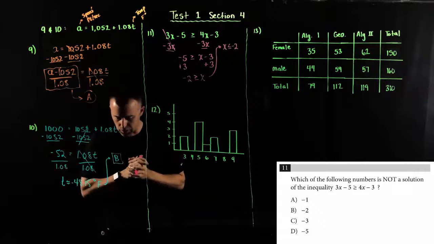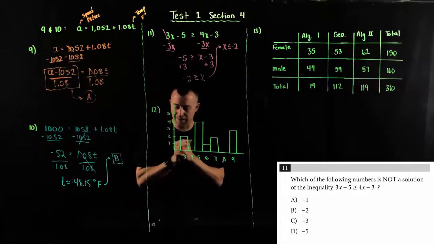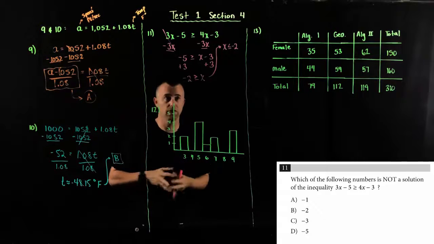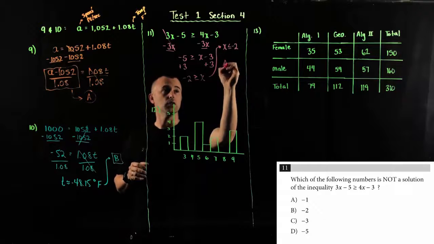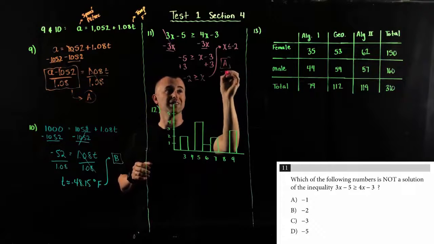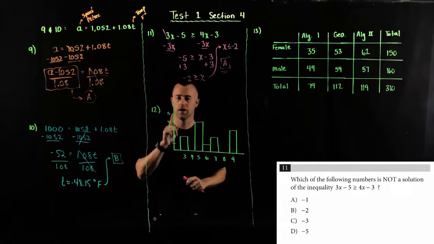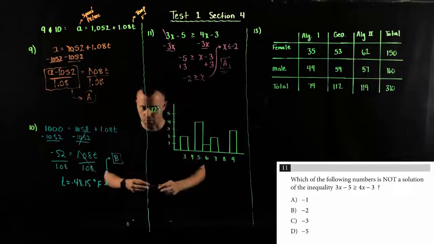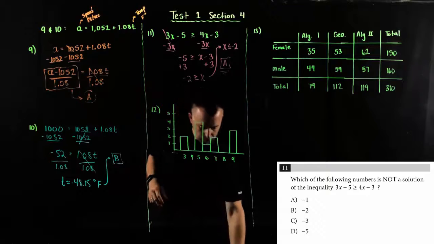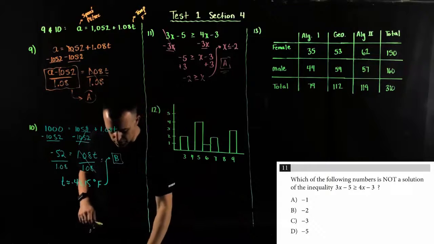So as I look at my answer choices, the one answer that is not less than or equal to negative 2 is going to be A, which is negative 1. Again, that's the one that's not a solution. All those other answers are solutions, and we're looking for one that is not. So that's going to be number 11. Moving on to number 12.